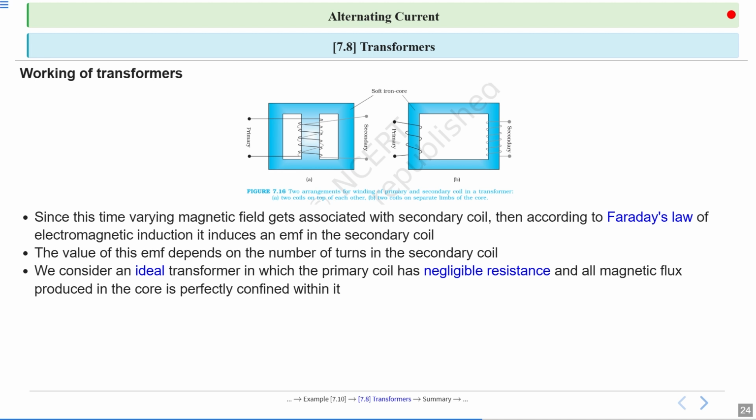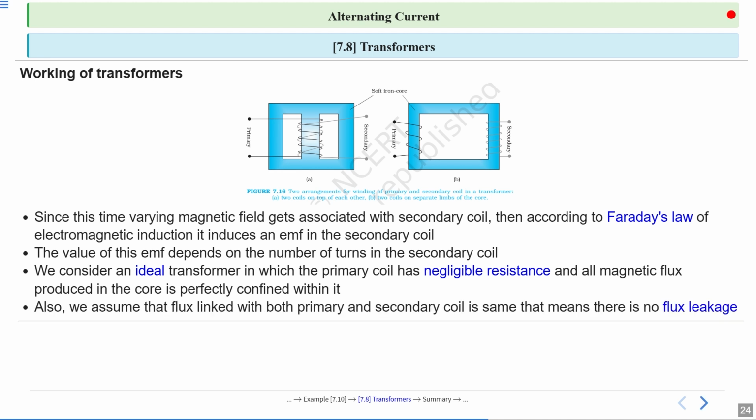The second assumption is that the primary coil has negligible resistance, so that energy loss due to the heat produced in the winding will be neglected. If resistance is more, then current will be less, or we can say power loss or energy loss will be more. So we are neglecting the energy loss by considering negligible resistance in the primary coil, and the magnetic flux linked with the primary coil is nearly equal to the magnetic flux linked with the secondary coil.